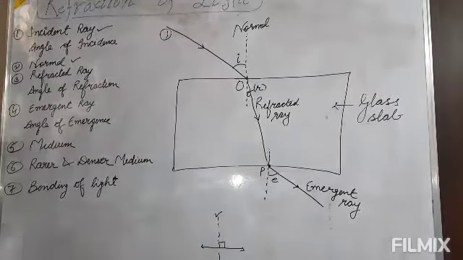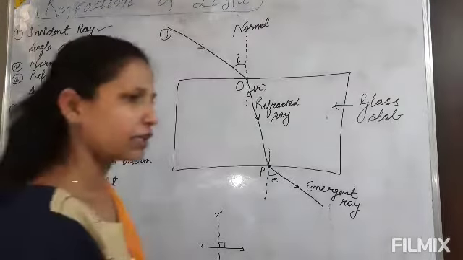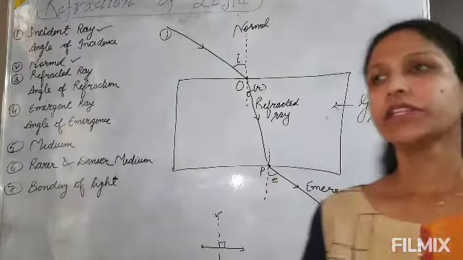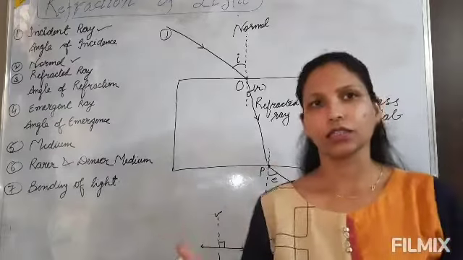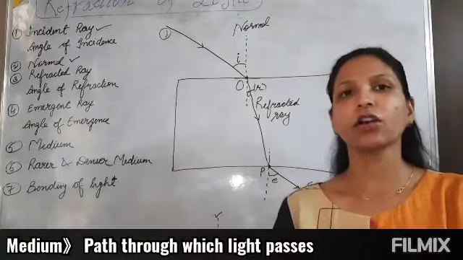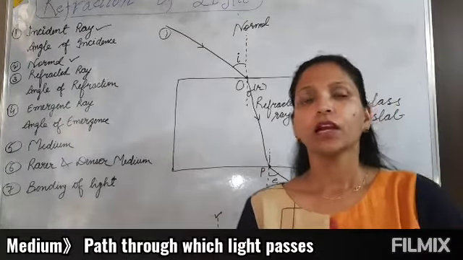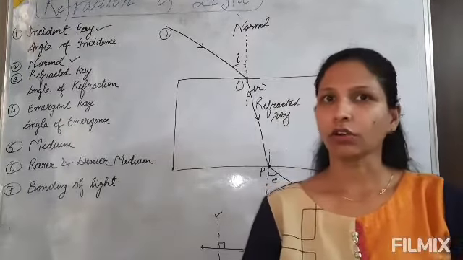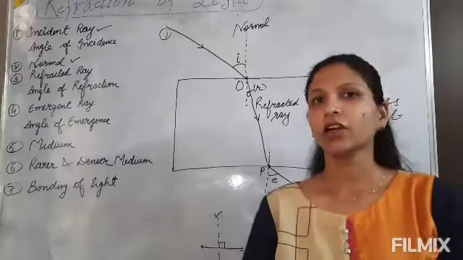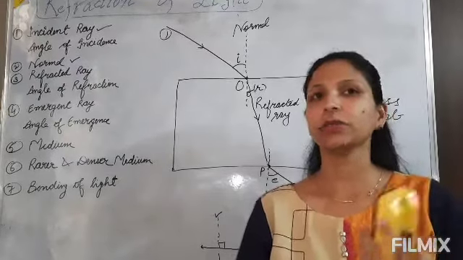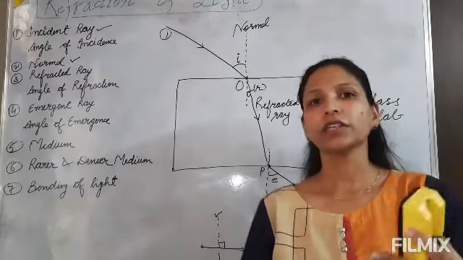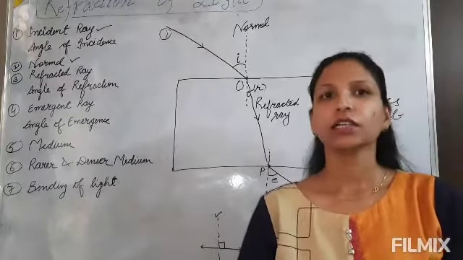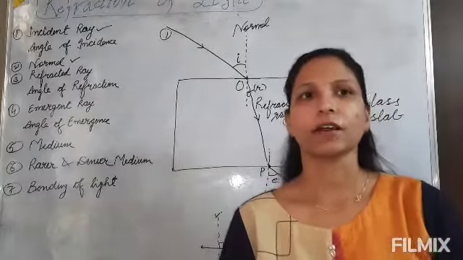Very good. Now our other term is medium. Now what is medium? Medium is any path through which a ray of light passes. A medium can be, for example, solid, it can be liquid, or it can be gas, for example, air. So these are the various media through which a ray of light passes.